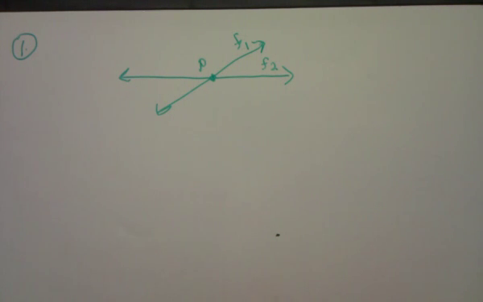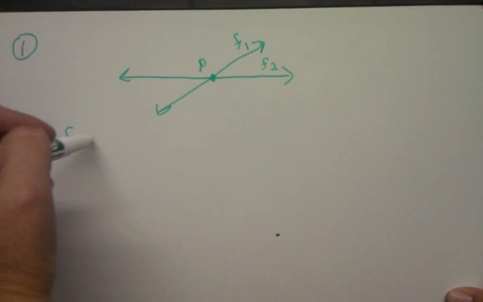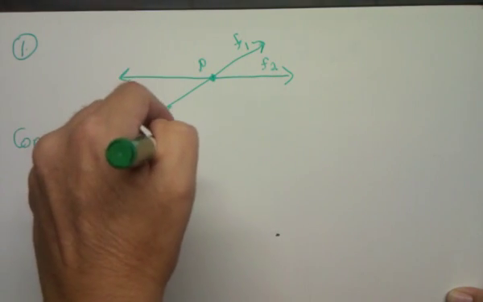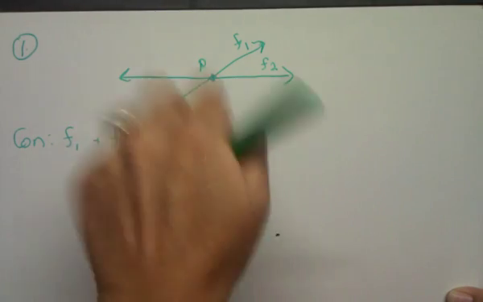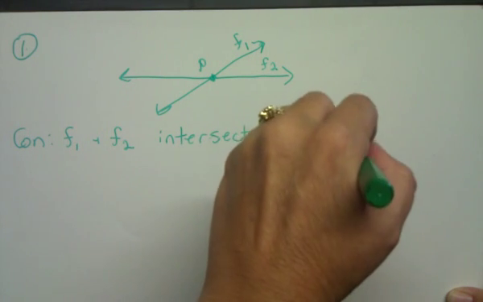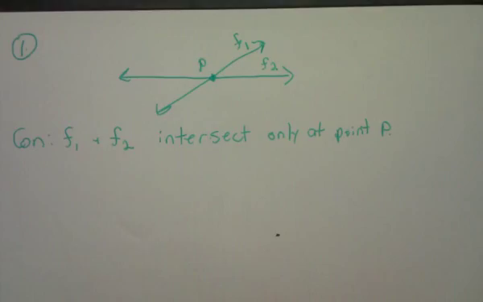The conclusion that I have to prove is that F1 and F2 intersect only at point P. Now I want you to stop the tape, and find in your notes where it says that they can only intersect at point P. And then play the tape and compare it with mine.